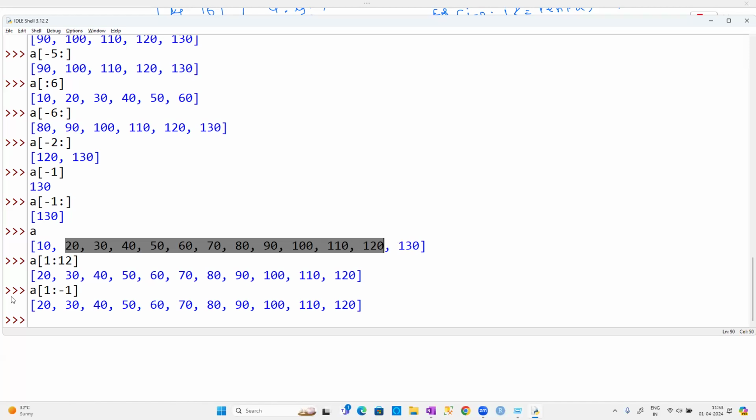Okay, sir. What is the meaning of 1 is to 12? Tell me. Start from 1 and go up to the 12th element, excluding the 12th element. What is 1 is to minus 1? Start from the first element from the left hand side. Go up to the element which is not the last element in that particular list. Minus 1 is nothing but the last, starting from the right hand side, first element. Except that, the remaining we have to get.